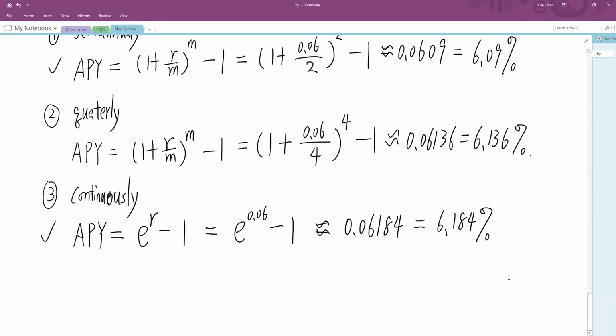So for the APY, you have two formulas. This is for the compound interest. This is for the continuous compound interest. Okay.